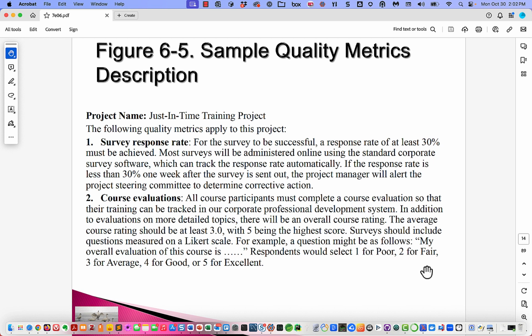Okay, and here's some more detail from a quality management plan. So we're talking about just how we're going to measure the survey response rate and how we're going to act on the measurements that we get, and the same kind of thing for course evaluations.